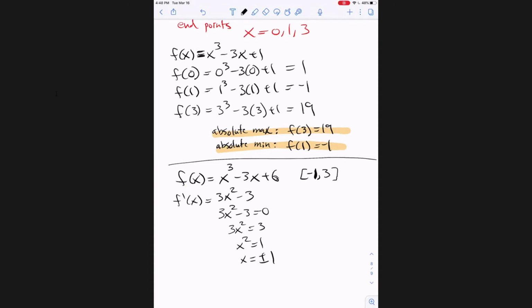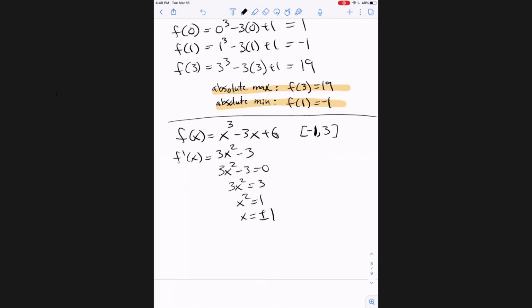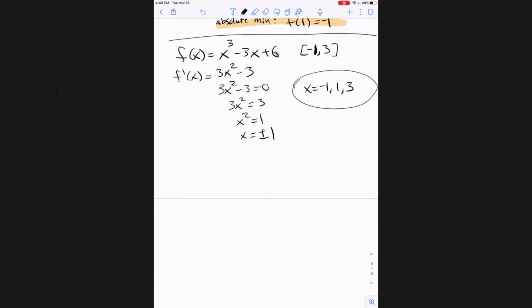So x equals plus or minus 1. Now here's the thing: -1 is already included in the interval, so you don't need to list it twice. So those are our possible x values, right? The possibilities. So we're going to plug in -1. So that's f of -1, which is -1 cubed minus 3 times -1. Now I gave you the easy one just so you can see the process. You're going to run into ones where the critical values might take some effort to find. So -1 plus 3 is 2, plus 6 is 8.